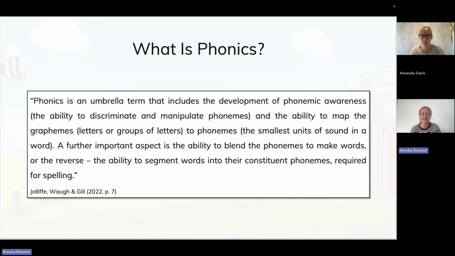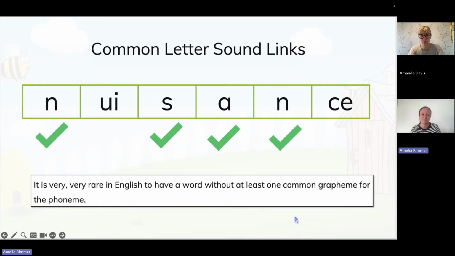Phonics is an umbrella term that includes the development of phonemic awareness, which is where we're discriminating and manipulating the phonemes so we can hear and identify sounds and those individual word sounds as well. It's the ability to map the graphemes, which are the letters or groups of letters, to the phonemes, those smallest units of sound in the word. And it's got two key skills that are really important: the ability to blend the phonemes together to make words and read, or the ability to segment words into the phonemes so that we can spell them.